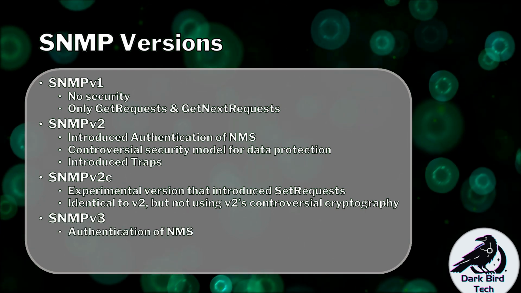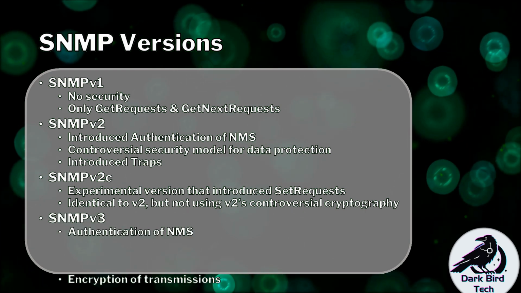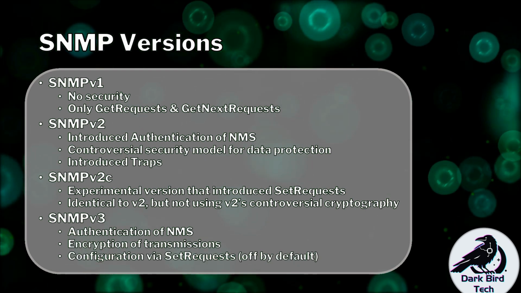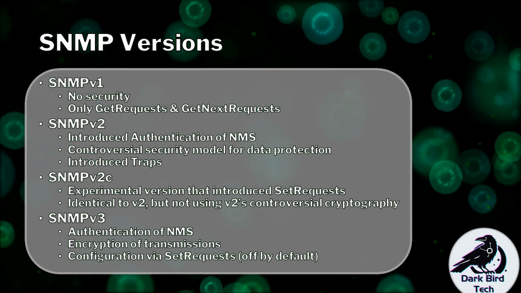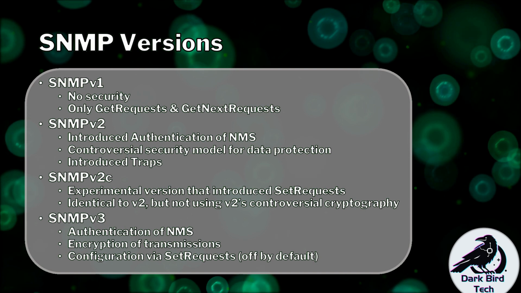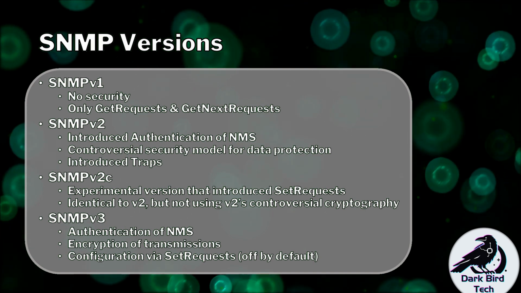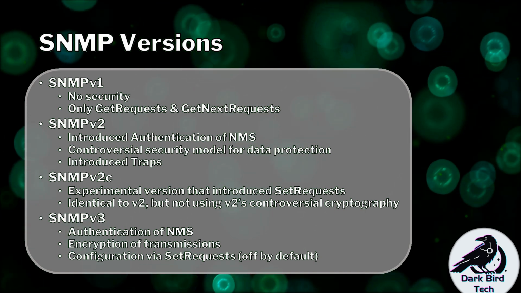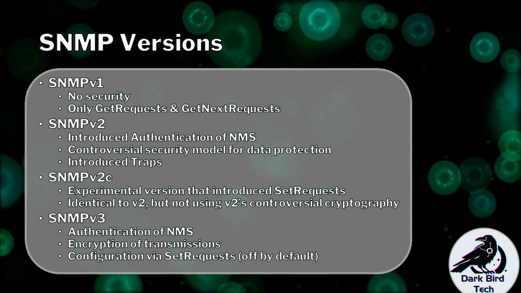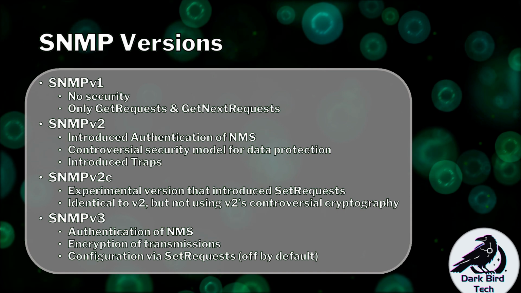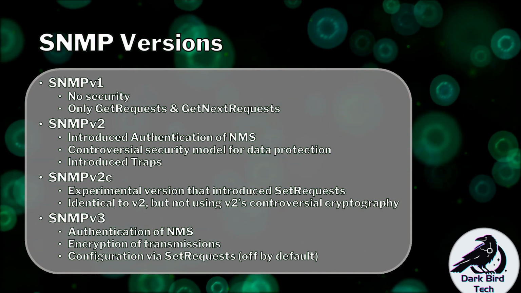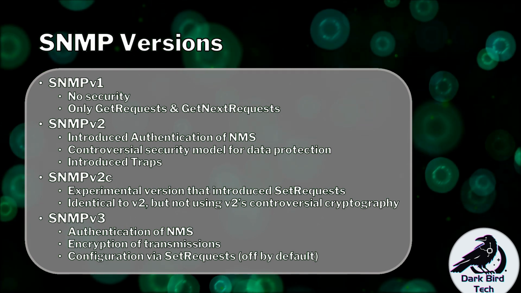It does authentication of the NMS. It does proper, good encryption of the transmissions. It supports configuration via SET requests properly, although the configuration through version 3 is off by default. It is the better option. Whenever I deploy a network and I have to set up SNMP for that network, I always make sure it's running version 3. If for whatever reason the person says, no, we can't use version 3, my answer is then you're not using SNMP. Version 3 or nothing, as far as I'm concerned.